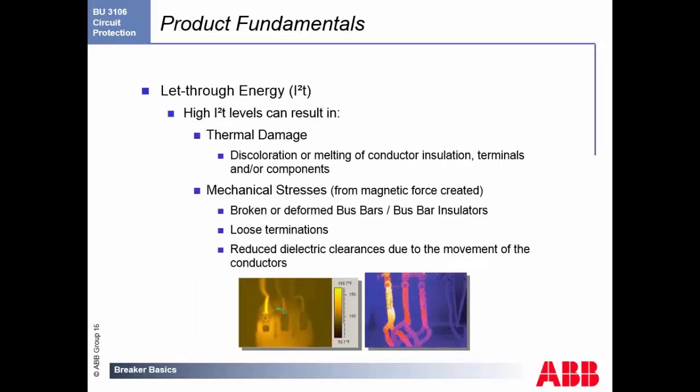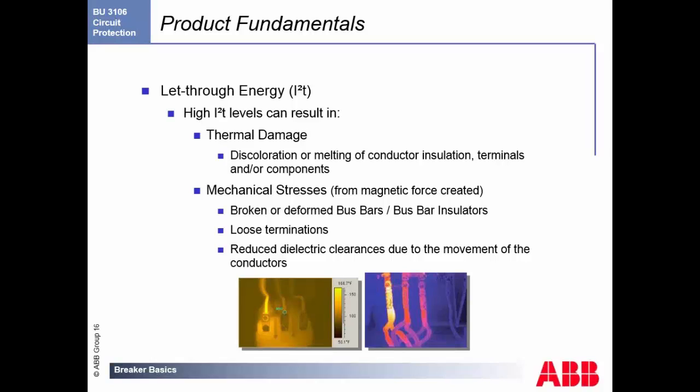So some product fundamentals. When we get to this arcing, you can have a high let-through of energy. I squared T is the level that can result in thermal damage. This is more of the arcing. So if you think about it, time can be low, but your energy can be high because I is squared. This is the square law of the current coming in. This is going to cause thermal damage, mechanical stresses. Basically, the challenge for the breaker is to extinguish the arc as quickly as possible, therefore letting the let-through energy be as low as possible.